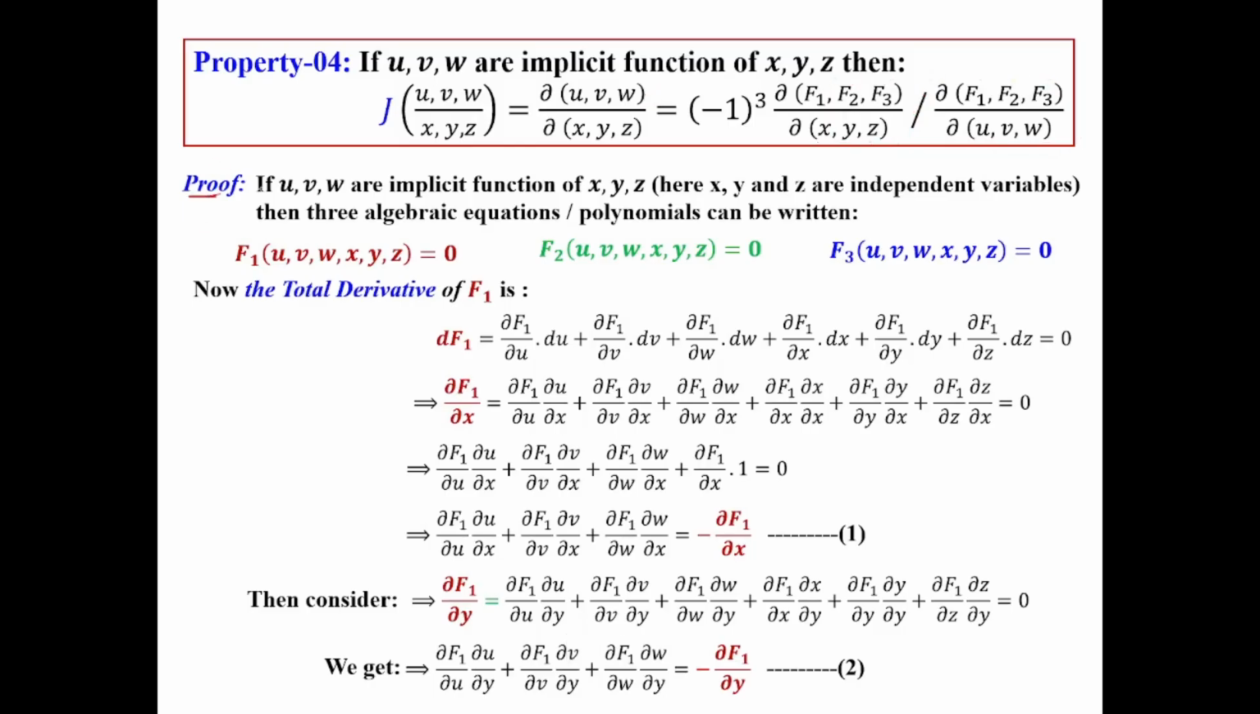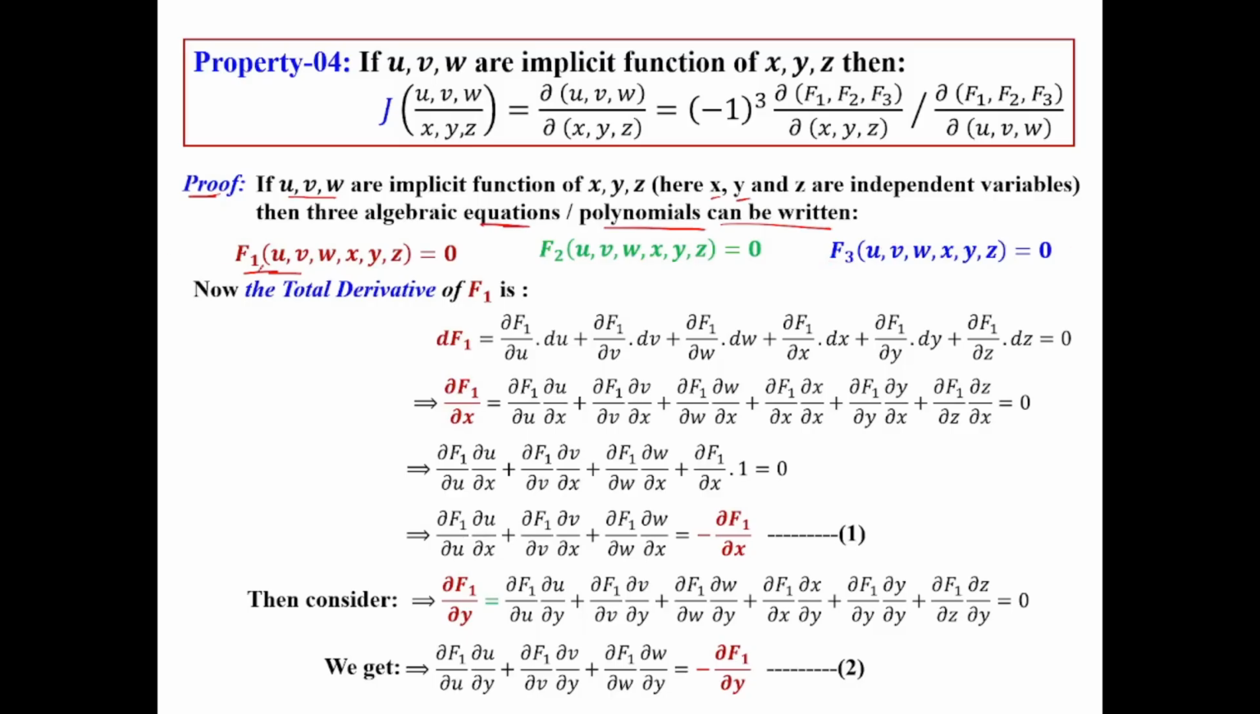Here, the proof starts. If u v w are implicit functions of x y z, where x, y and z are independent variables, then three algebraic equations or polynomials can be written in this format. F1, which will be a function of u v w x y z, equal to 0. F2 also a function of u v w x y z equal to 0. F3 also a function of u v w x y z equal to 0.